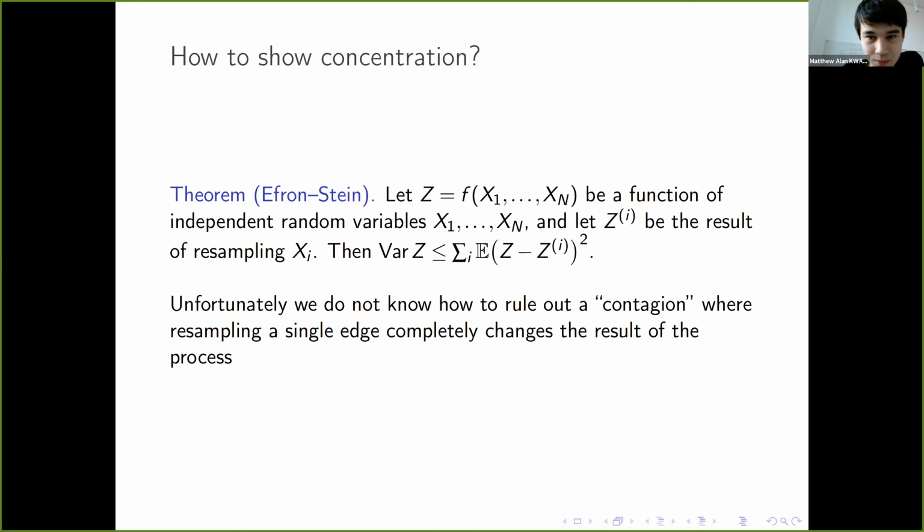But we were not able to make it work. Somehow you need to rule out the possibility that you just change a single edge and it has this huge cascading effect and completely changes the results of the process. And I don't believe that this is likely. So I don't believe there's a fundamental obstruction to this, but actually understanding this kind of event seems about as difficult as understanding the process to begin with.